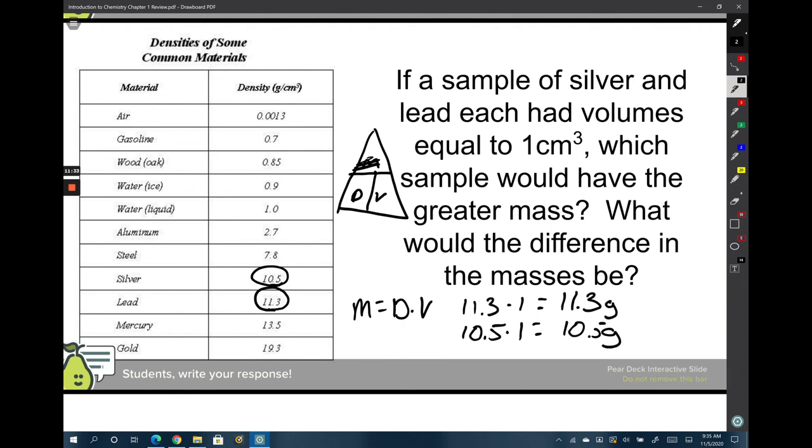So which one would have the greater mass? Lead has the greater mass. And how much greater is it? 11.3 minus 10.5. Lead is 0.8 grams greater.